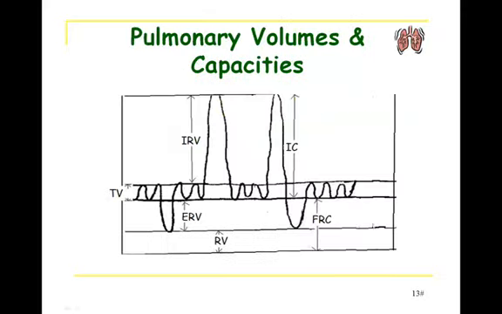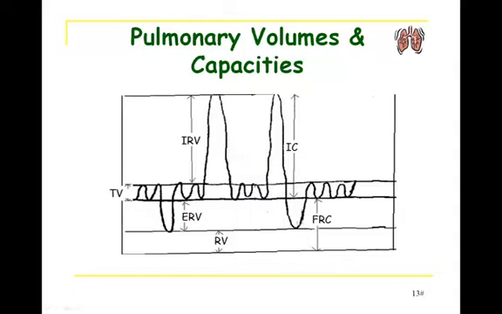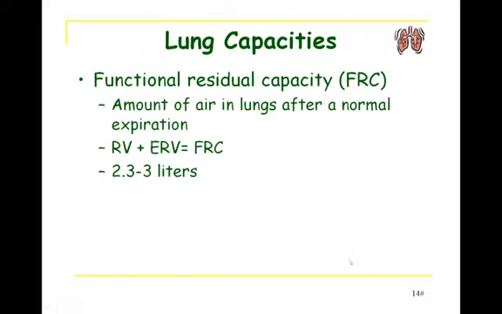The next capacity is our functional residual capacity. That's the one we defined at an earlier point in the lecture, where we said after a normal expiration, when the outward recoil of your thoracic wall is matched to the inward recoil of your lungs, that volume of air left in your lungs is your functional residual capacity. So you'll notice here, after a normal expiration, that's the amount of air in your lungs. You can write it down as the amount of air in the lungs after a normal expiration. It's composed of 2 volumes, the residual volume and the expiratory reserve volume. So it's your expiratory reserve volume plus your residual volume. It averages anywhere between 2.3 and 3 liters.